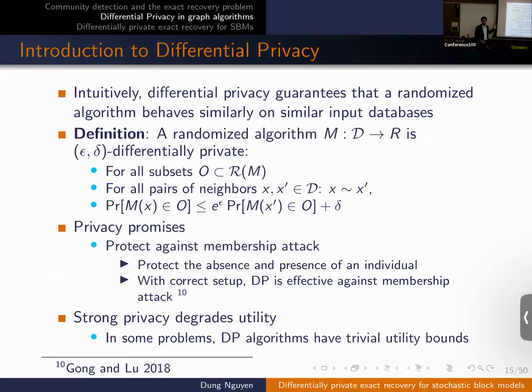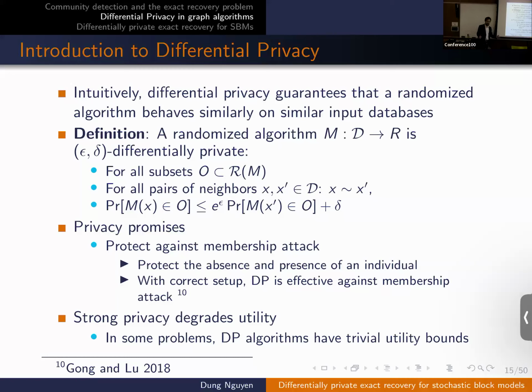Formally, differential privacy is defined as follows. We have a random algorithm M, and it is called epsilon-delta differentially private if, for any subset O and for any pair of neighbors X and X prime that differ by only one element, the probability of M(X) belonging to O is bounded by e to the epsilon times the probability of M(X prime) belonging to O, plus delta.